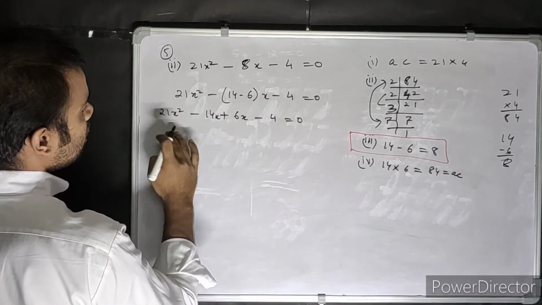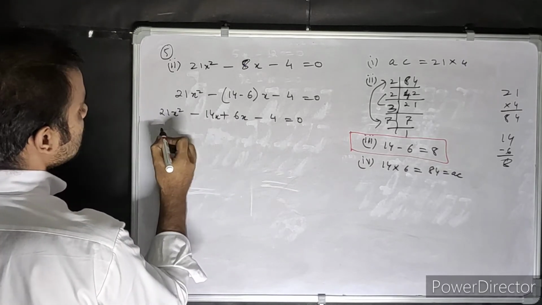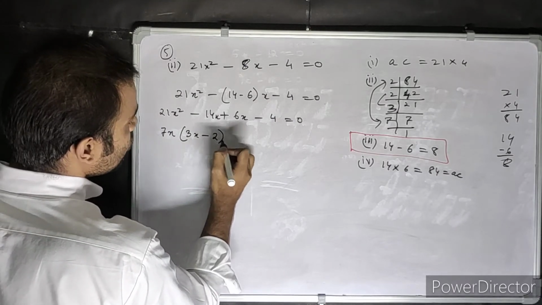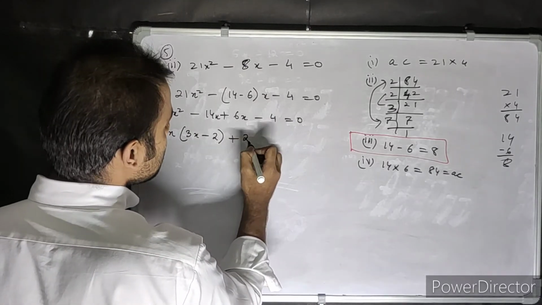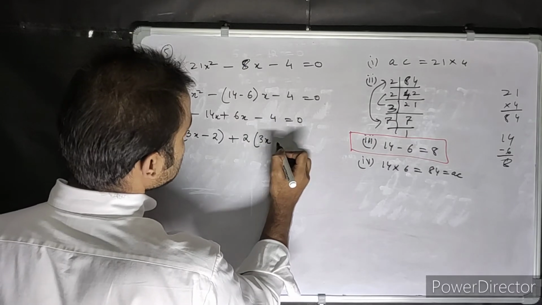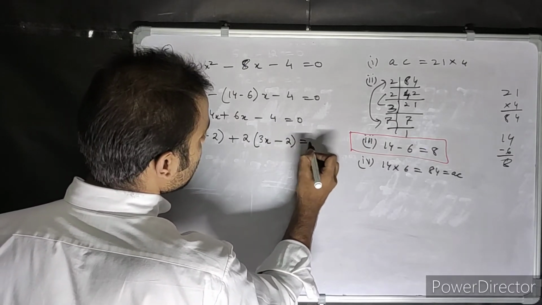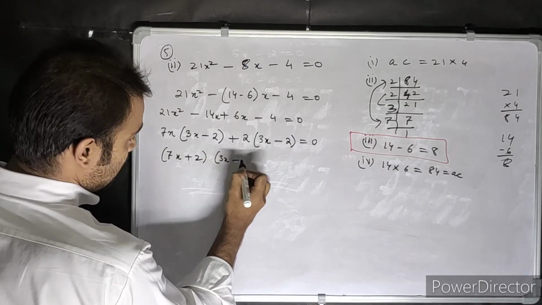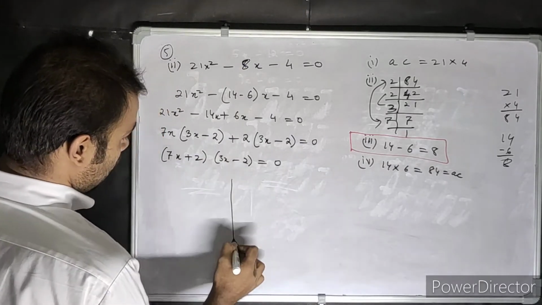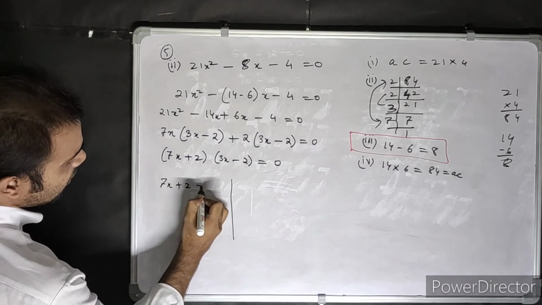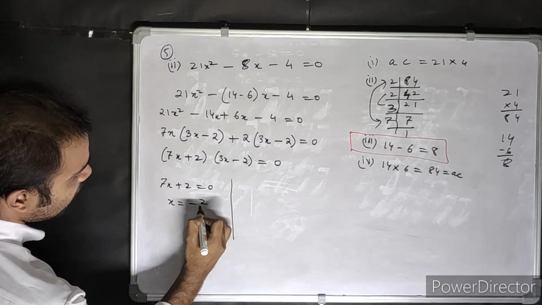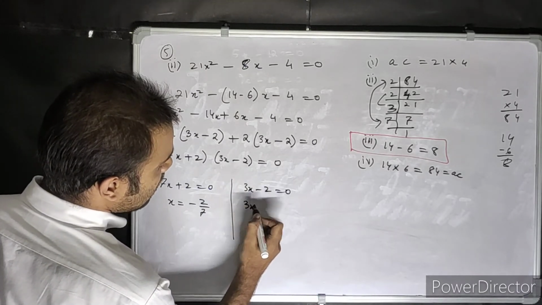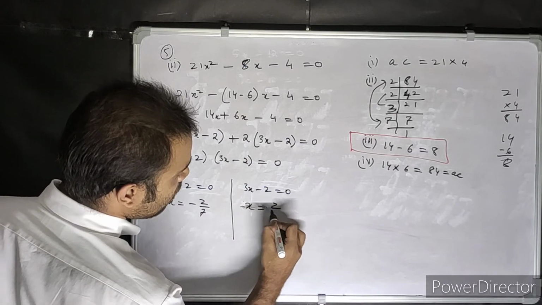So let's take out the 7x from here. 7x and x. 7 3s are 21 and 7 2s are 14. Plus from here let's take out 2. So that is 3x. 2 3s are 6 and 2 2s are 4. That is equal to 0. So that is 7x plus 2, 3x minus 2 equal to 0. So 7x plus 2 equal to 0, then x is equals to minus 2 by 7. And 3x minus 2 is equals to 0, then x is equals to 2 by 3.